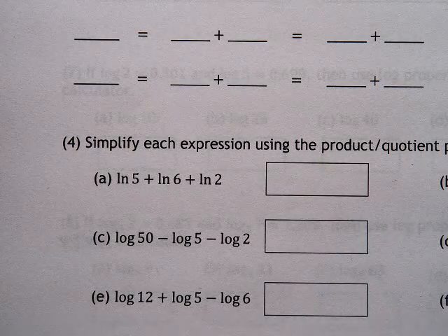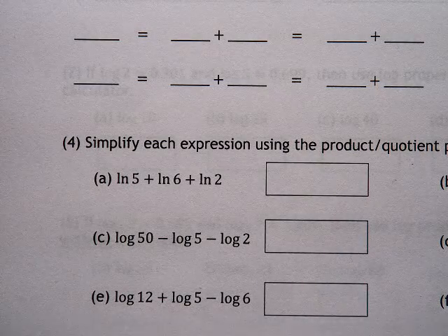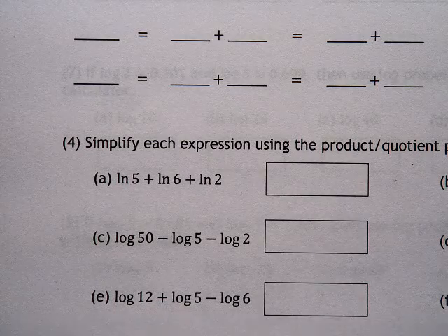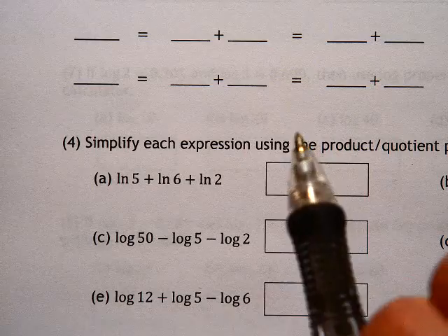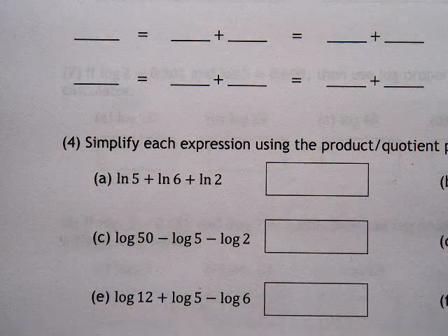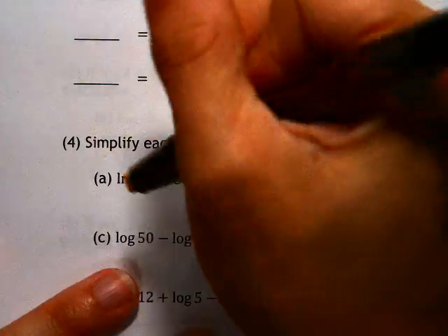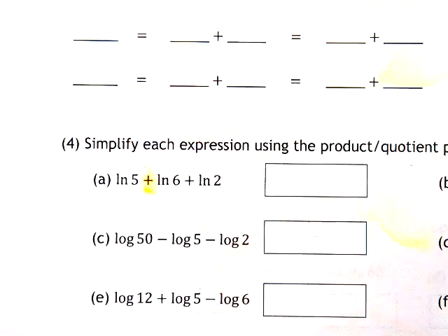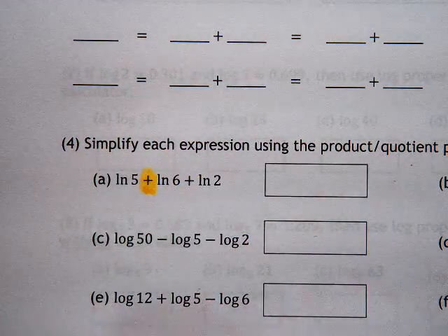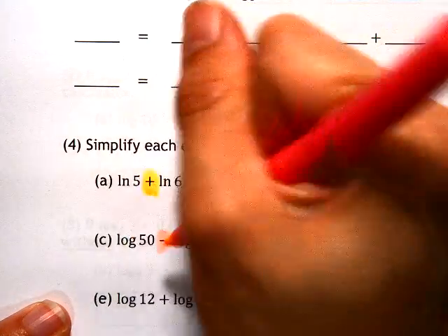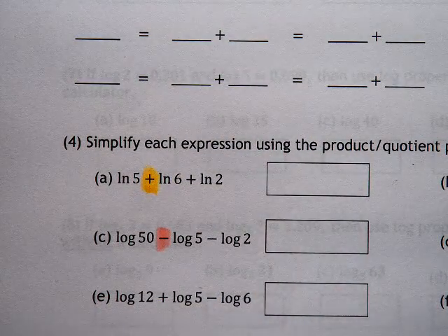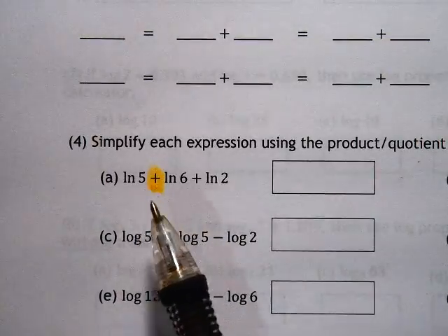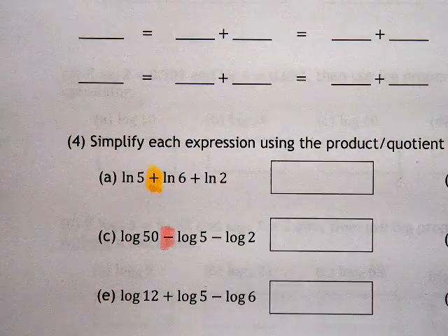So in question number 4, we're going to practice using the product and quotient properties in action. Now, to do this, we just need to start picking up on the immediate sort of triggers, if you will. Whenever you see a plus sign, it means multiply. And whenever you see a minus sign, it means divide. And I don't mean we're multiplying or dividing the entire problem. I just mean we're multiplying or dividing whatever's inside the logs.